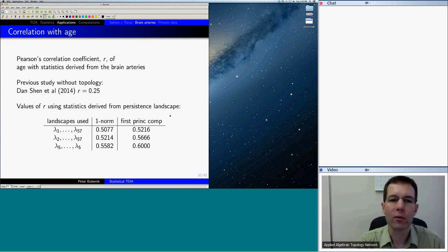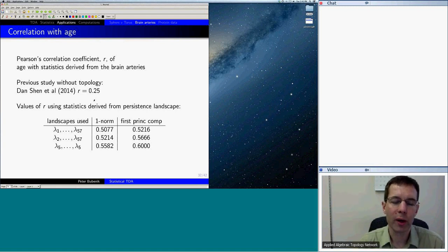Now, one of the things we wanted from this data was to get the correlation with age. The earlier previous studies had quite a bit of trouble because of aligning the brains. Aligning between different subjects was quite difficult. So they had a coefficient of 0.25, where 1 is perfectly correlated and 0 is perfectly uncorrelated. And they felt that it really should be higher than this.